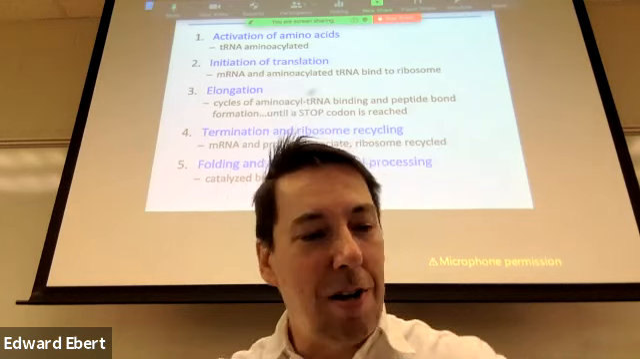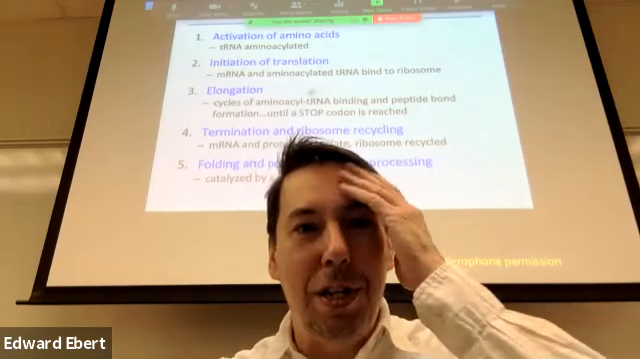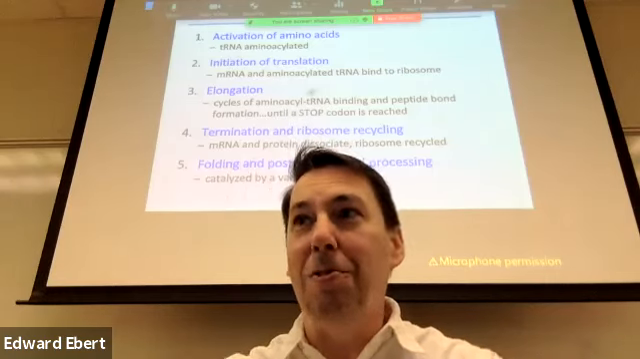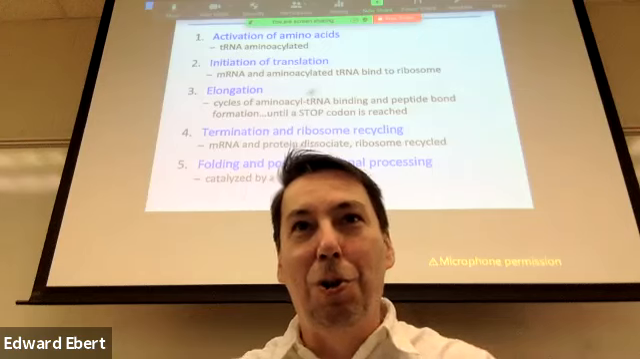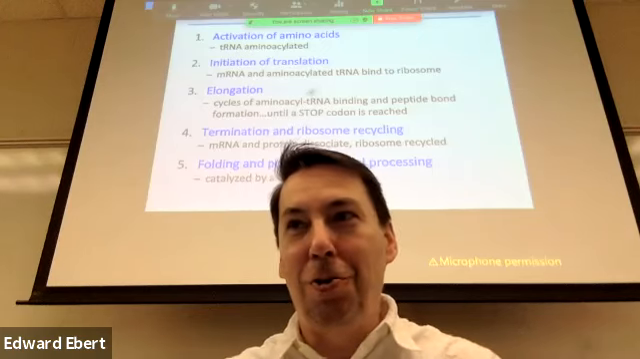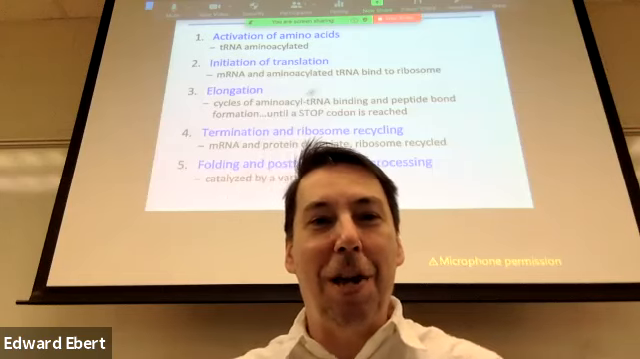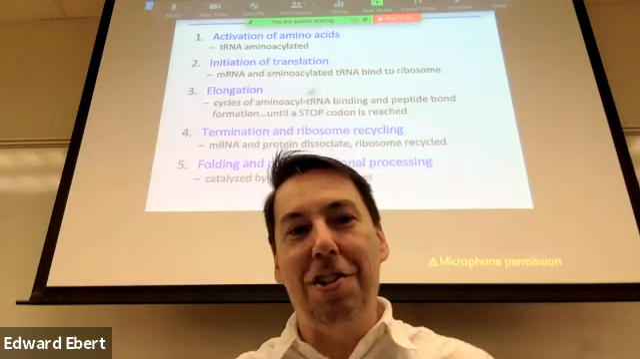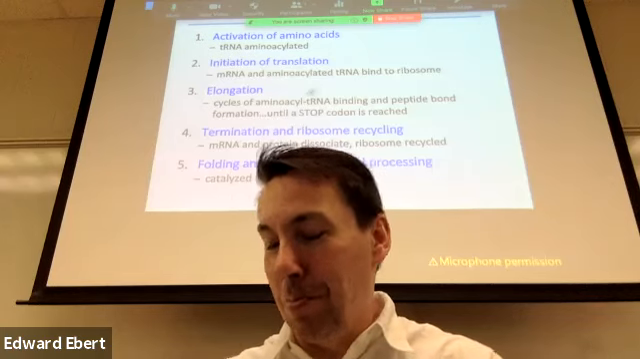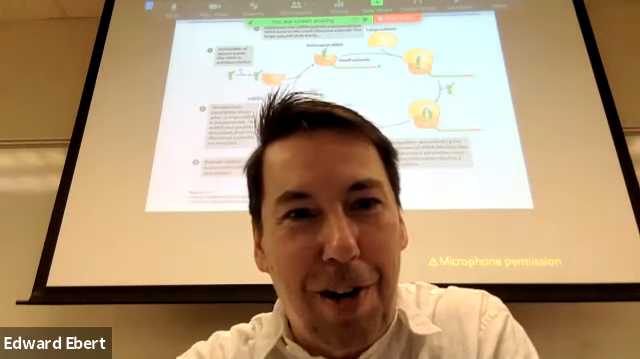So these are our 5 steps listed in order, a little more complex than our DNA metabolism and RNA metabolism. You saw with DNA, it was initiation, elongation, termination. For mRNA, it was initiation, elongation, termination, degradation. Here we have activation, initiation, elongation, termination, processing. All right, so there we go, our 3, 4, 5 steps.